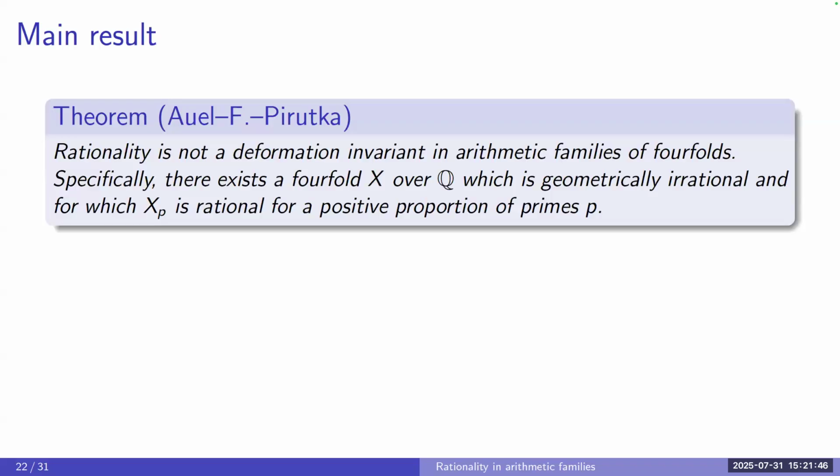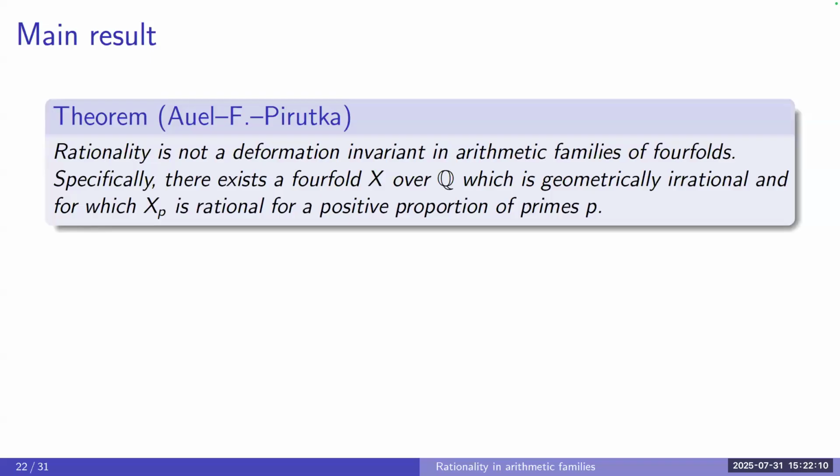Okay, so that brings me to the main result, again joint with Auel and Alena Pirutka. We show that indeed rationality is not a deformation invariant in these arithmetic families of fourfolds. And we do that by constructing one of these fourfolds over Q, which is geometrically irrational and which has X_p rational for some positive proportion of primes P.